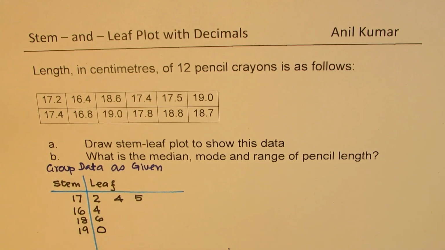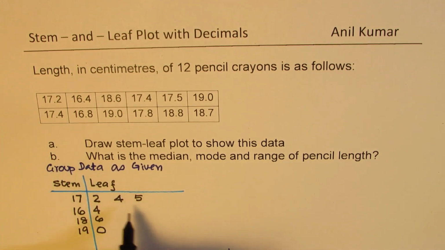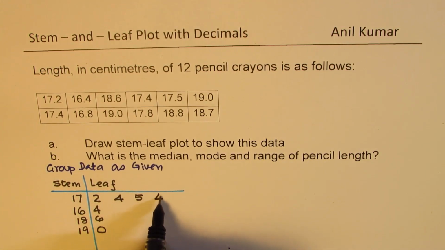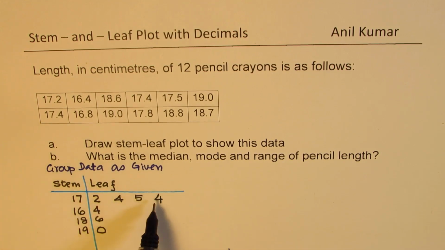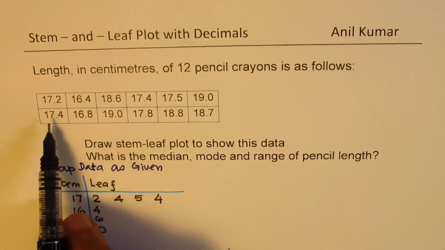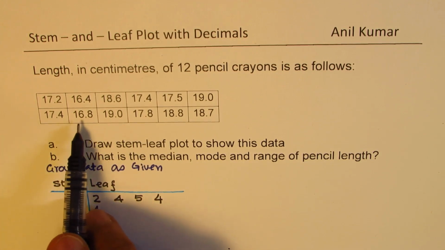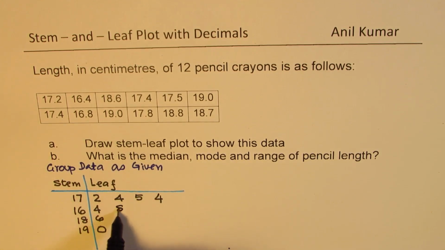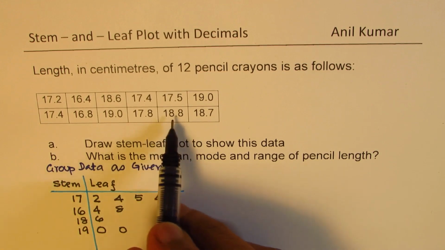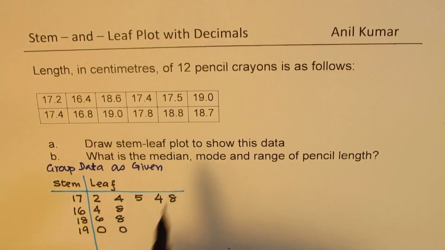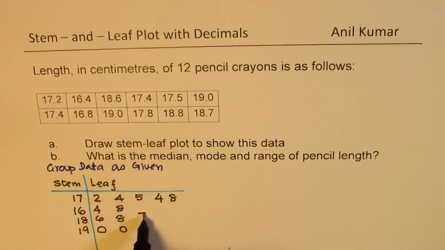So in this group, we'll place 0. 17.4 is already there. We'll put 1 more. So if there is already a value given, you have to place another one. This represents the next data with the same value. 16.8, so there it goes. 19.0, another 19.0, 17.8, there it goes. 18.8, right there. 18.7. So we got this group data in the form of stem and leaf.